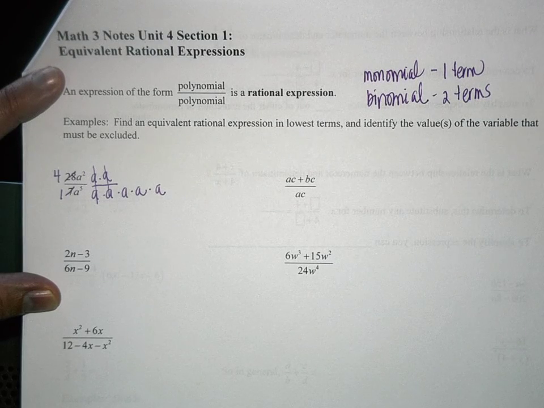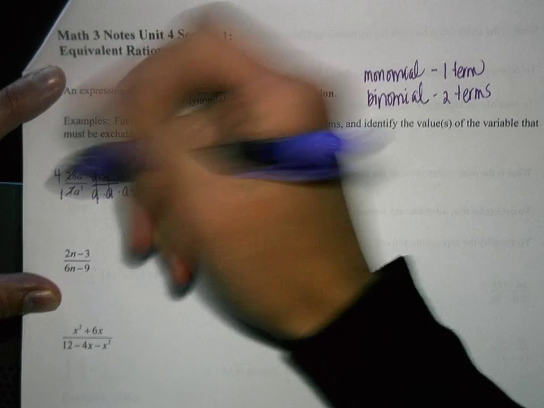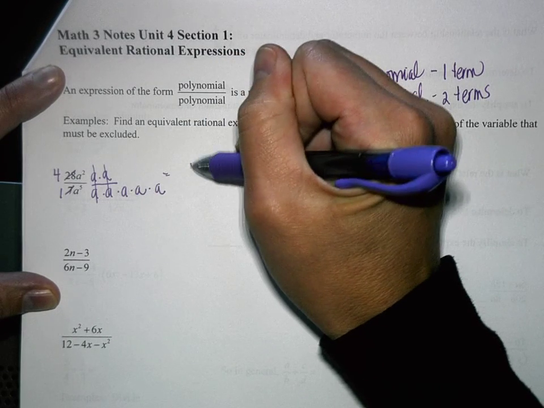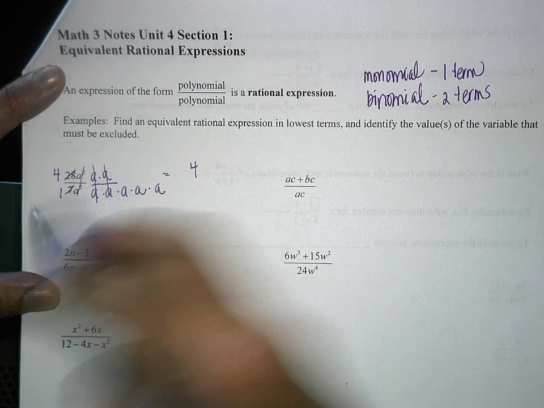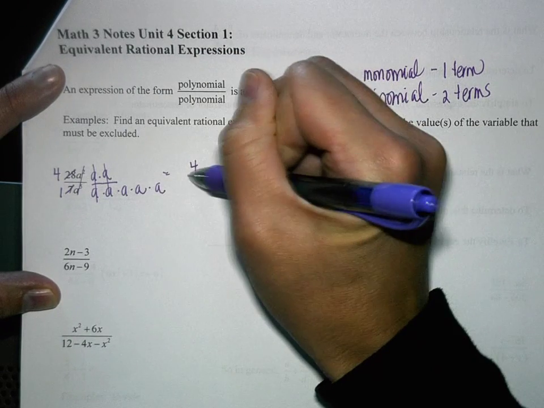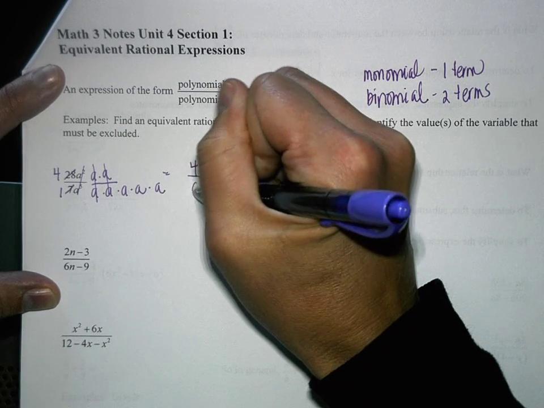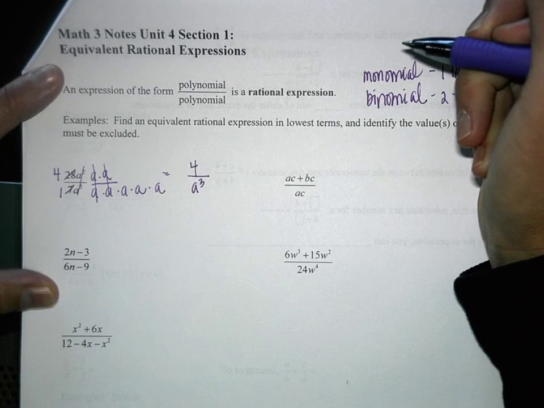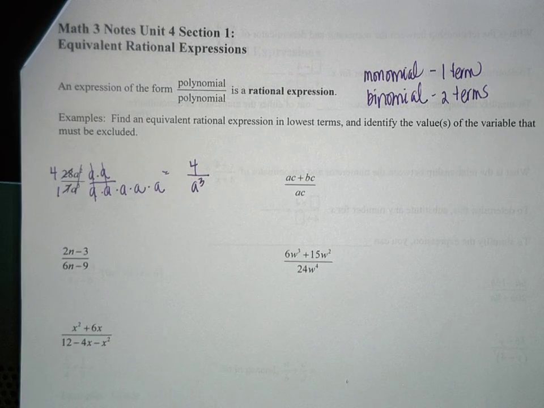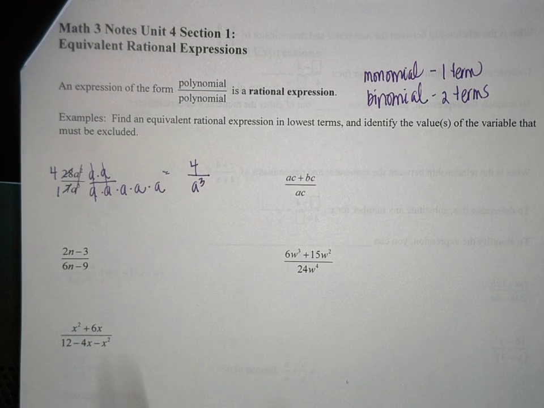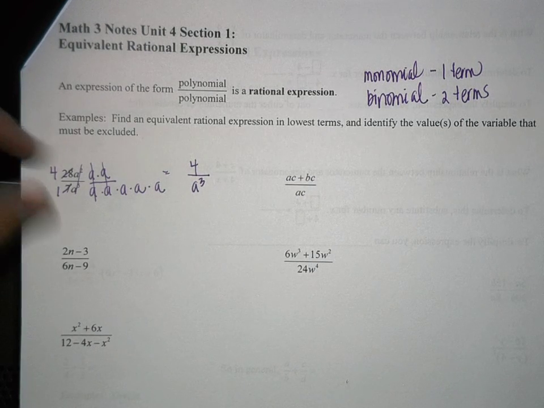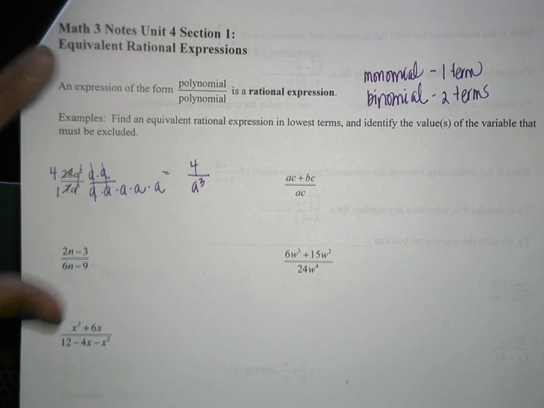We are left with 3 a's. So this answer right now here at the top is that I'm left with just a 4, because I wrote these out here. And then on the bottom, I have 1 and then 3 a's, which makes a to the third. So you could write that as 1 a to the third or just a to the third. So all we're doing is reducing anything that we can for that fraction.